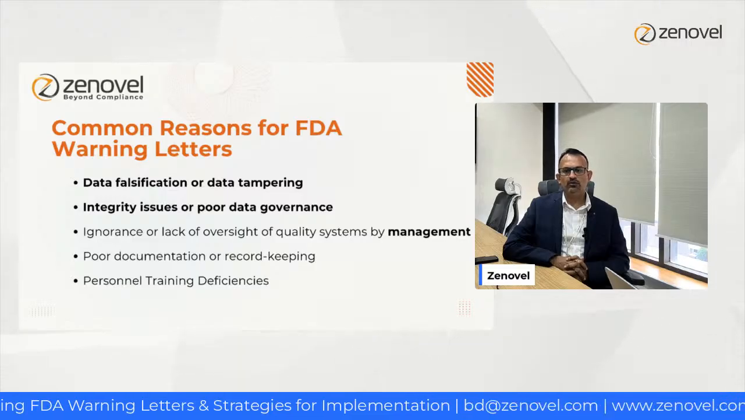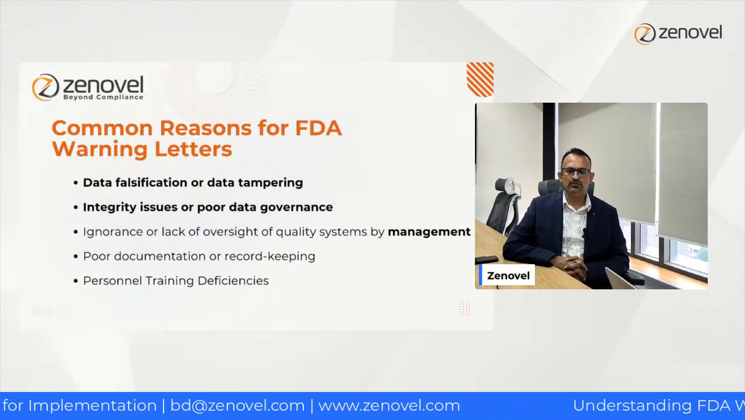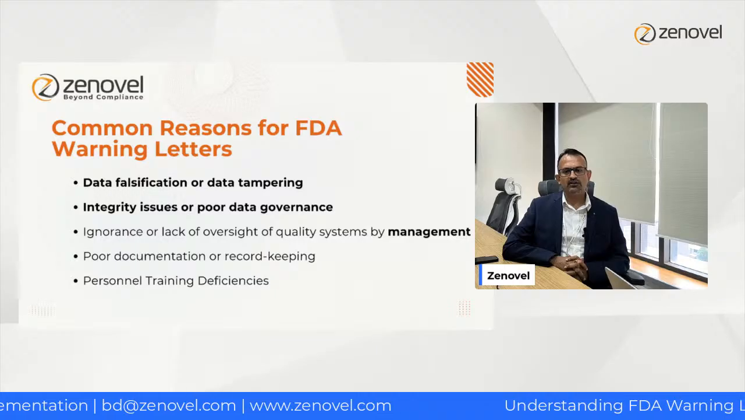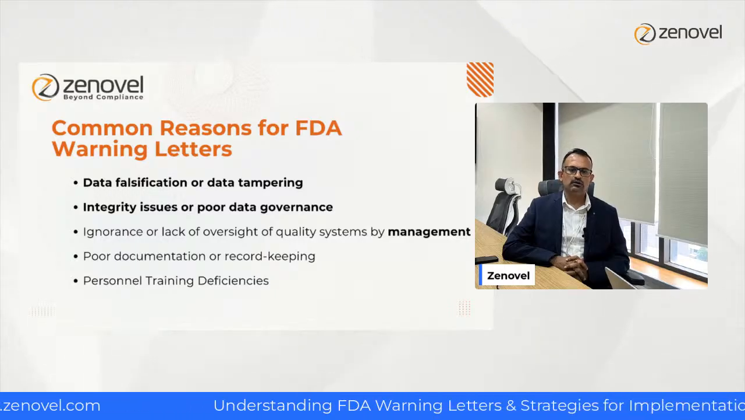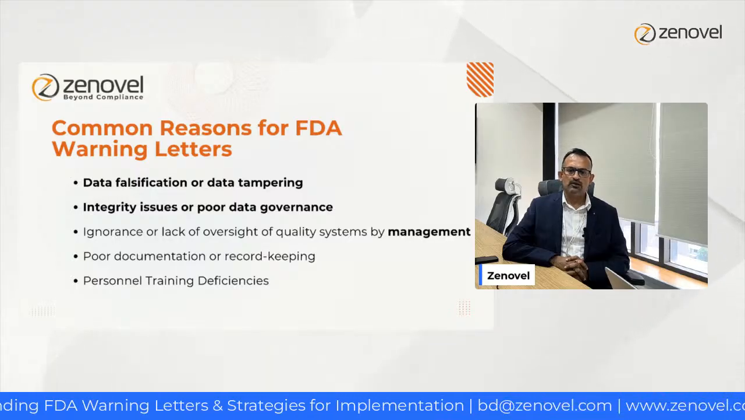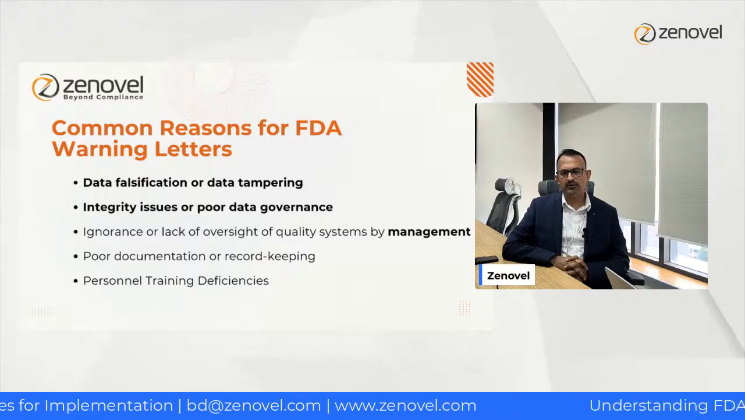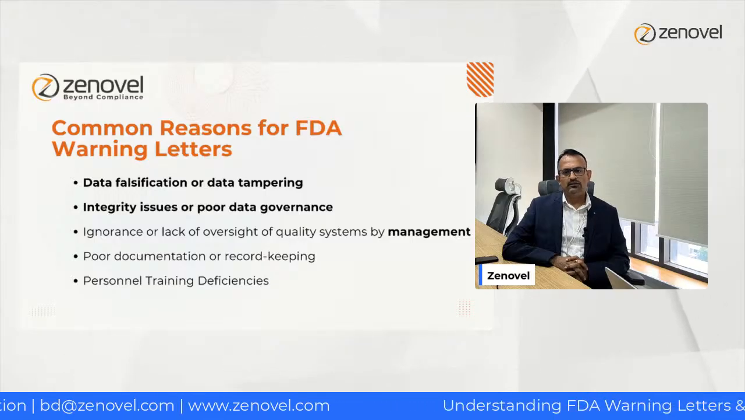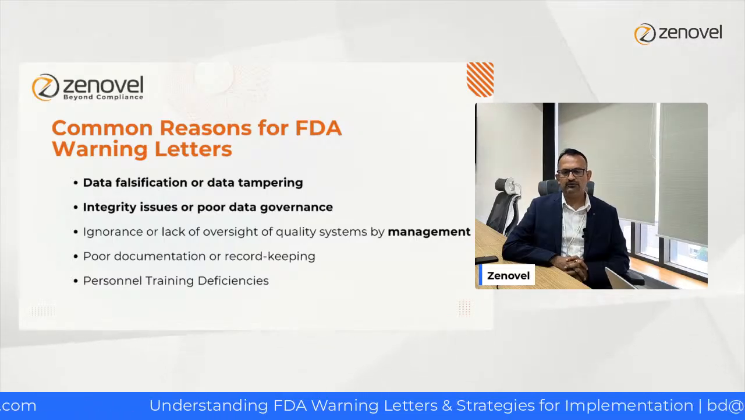Similarly, ignorance or lack of oversight of the quality system by management, which we have already discussed in the previous slide. Poor documentation and record keeping is also one concern. In the previous observations, it was found that people are not following the ALCOA principles. And the last is personnel training deficiencies.